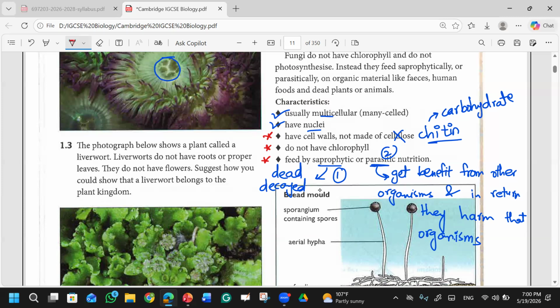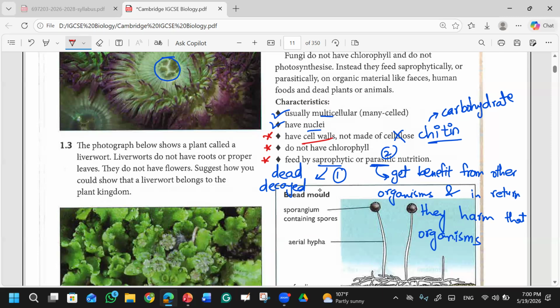Although they are multicellular and have a nucleus, you cannot put them in kingdom Animalia because they have a cell wall. Also, they are saprophytic. The most important basic thing is this cell wall. After that, you don't need to think about any other characteristic. If there is a cell wall, that is not an animal. Then you can look into the plant category or the fungi category.